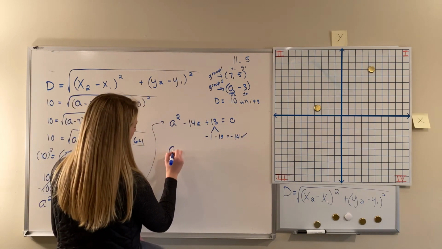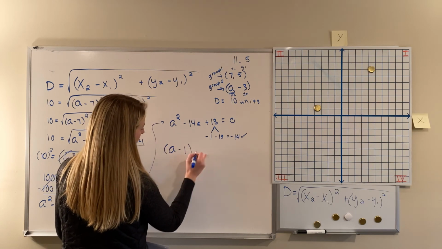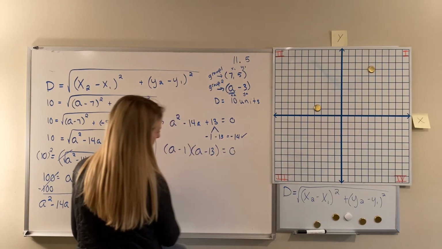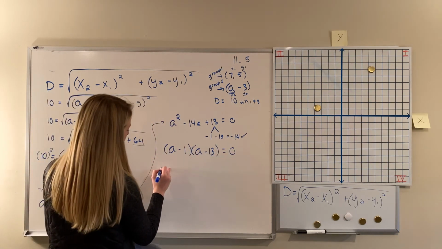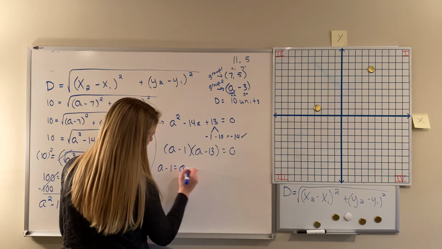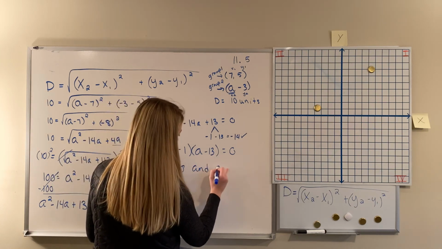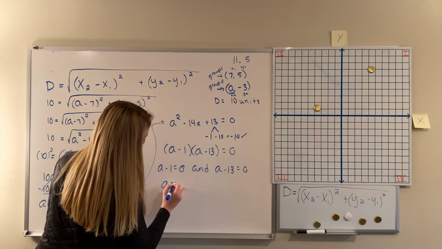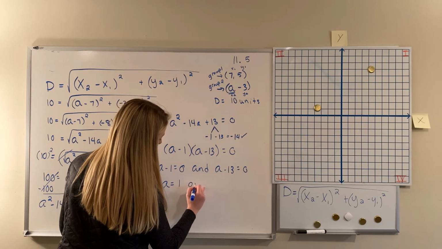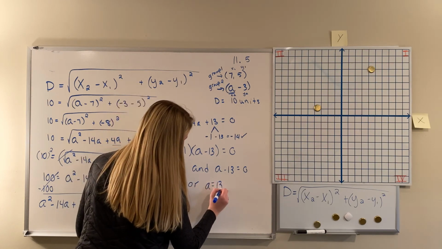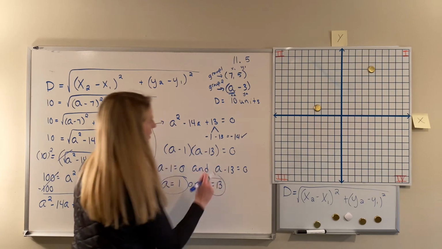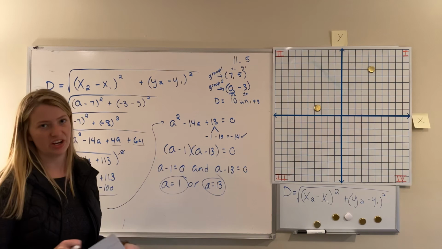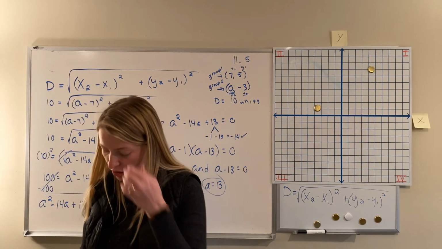So I have (A minus 1)(A minus 13) is equal to 0. Set each one individually. A minus 1 is equal to 0, and A minus 13 is equal to 0. A is either equal to 1 or A is equal to 13. So I didn't solve for an exact value for A, but I learned it's one of two numbers, and that's good enough.